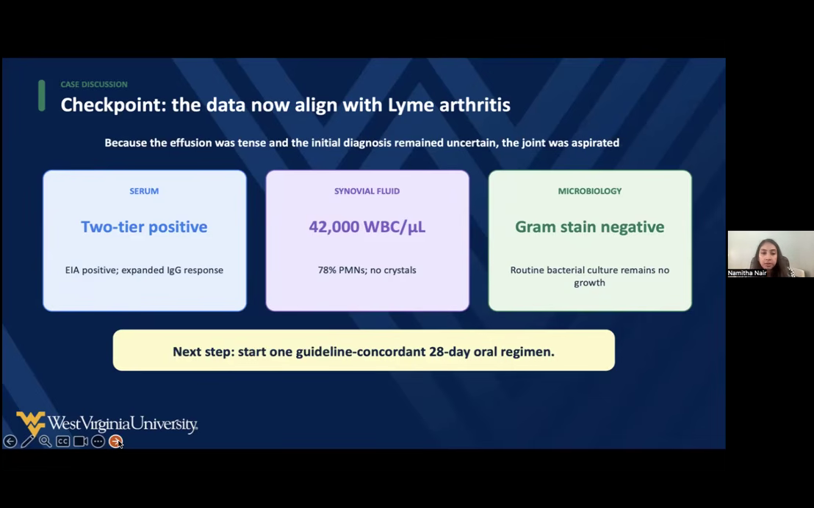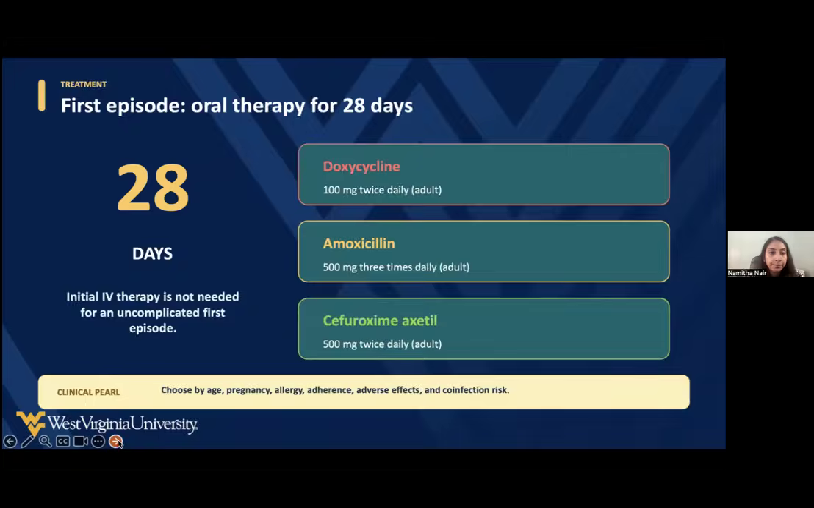So in this situation, this kind of helps, right? So we've ruled out crystal disease. It doesn't seem like there's an infection going on, so septic arthritis is also ruled out. And so now we can try to confirm, yeah, it sounds more like Lyme's arthritis. So in this situation, the next step would be to start treating the patient. So it would be a 28-day oral regimen of doxycycline.